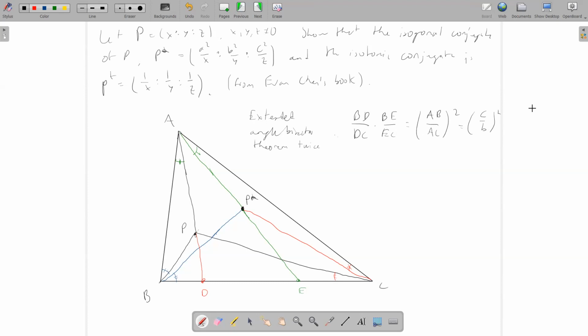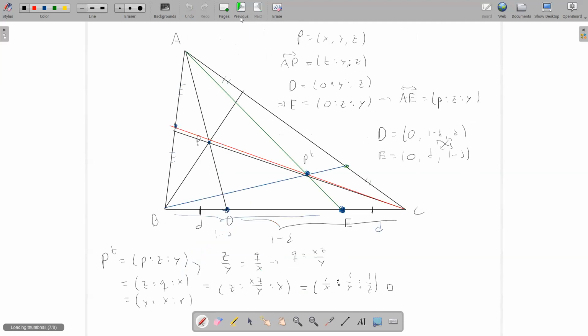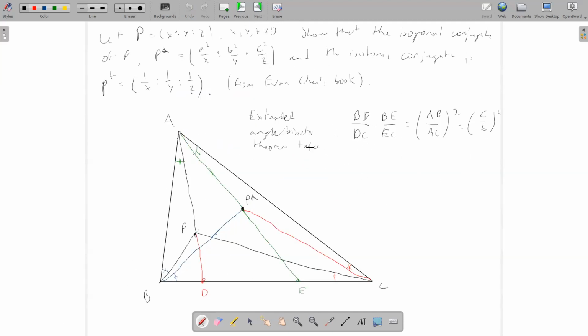So I probably should have given you this, but I forgot. So if you remember this, you can do the problem. I'm sorry. Yeah, so with this, you do the same trick as for isotonic.